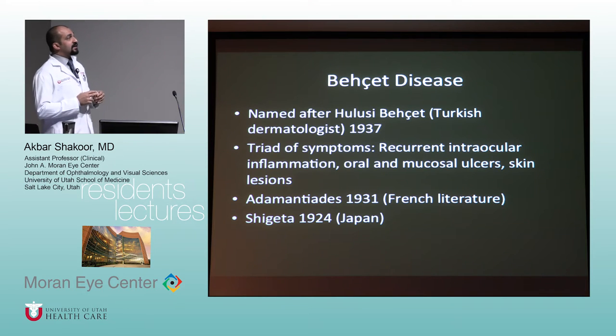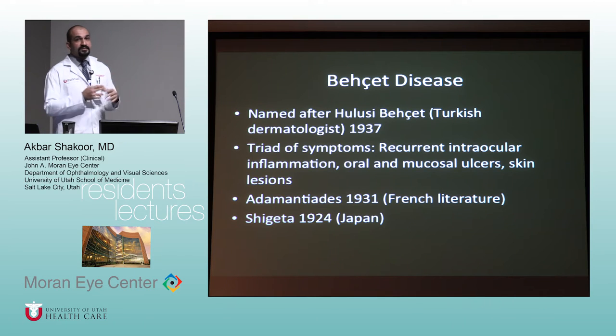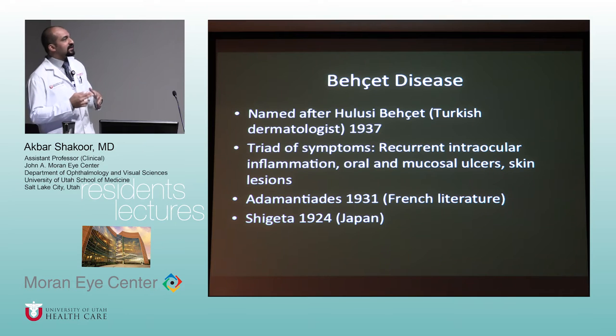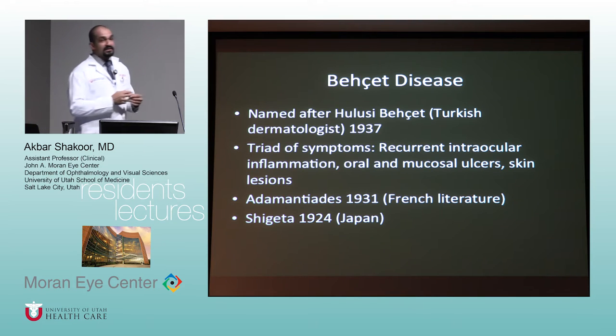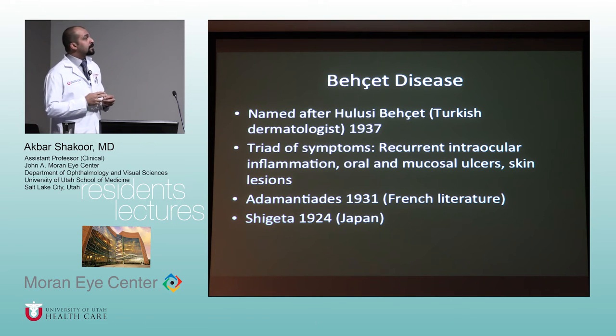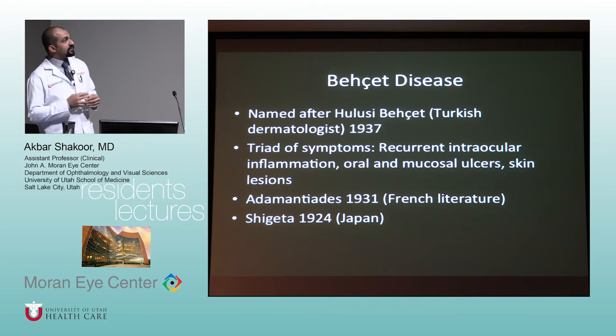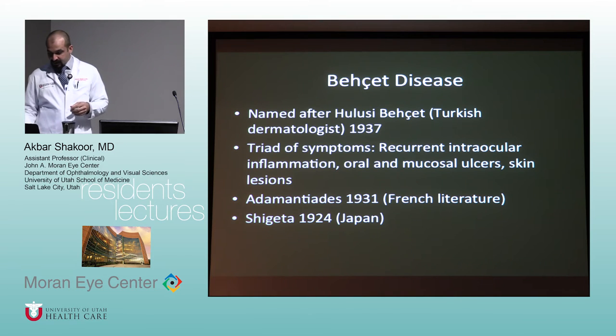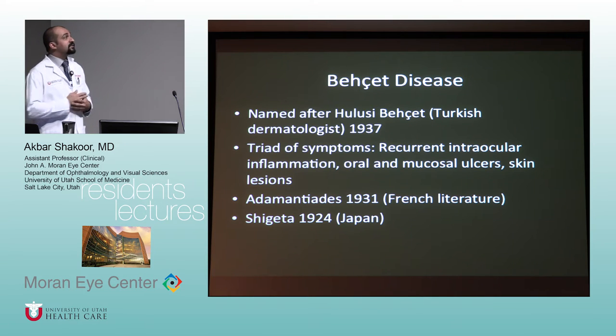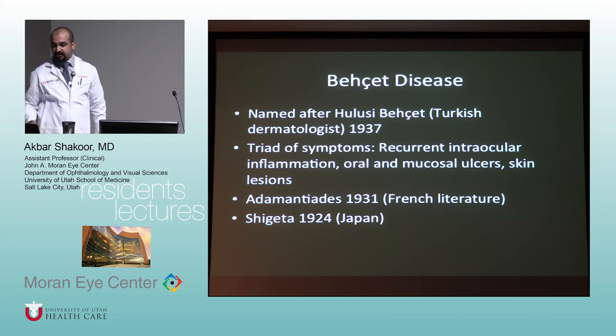Adamantiades, a French gentleman of Greek origin, also described the disease at the same time, so they call it Adamantiades-Behçet's disease in much of Europe. The Japanese guy got no credit for it. But the triad of symptoms is classically described: recurrent intraocular inflammation, oral mucosal ulcers, and skin lesions.